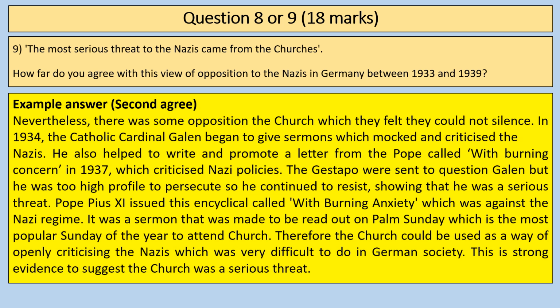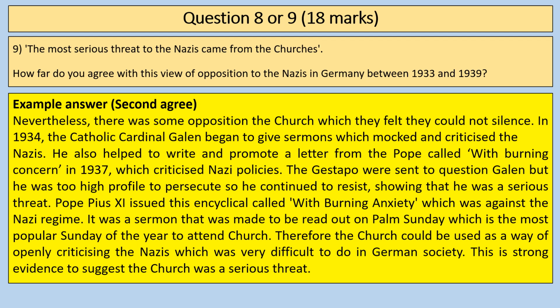Second degree, nevertheless, there was some opposition from the church which they felt they could not silence. In 1934, the Catholic Cardinal Galen began to give sermons which mocked and criticised the Nazis. He also helped to write and promote a letter from the Pope called With Burning Concern, or Burning Anxiety, in 1937, which criticised Nazi policies. The Gestapo were sent to question Galen, but he was too high profile to persecute, so he continued to resist, showing that he was a serious threat.